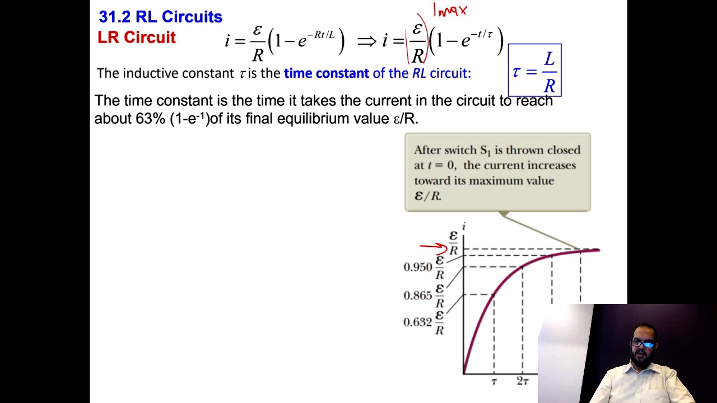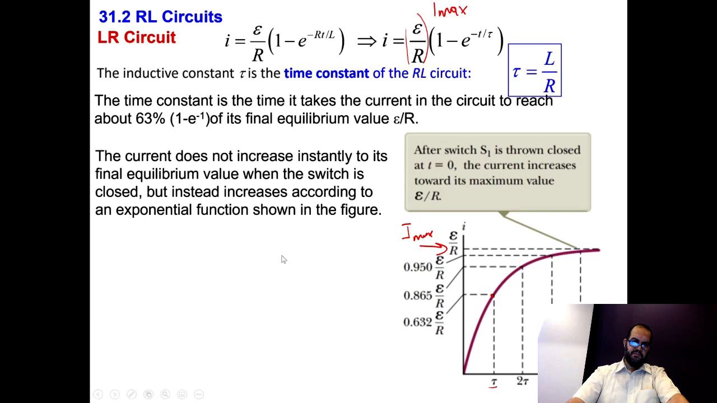Now you can see also that when t is equal to tau, the current reaches 0.63 or 63% of the maximum value, this I max or I steady state. If you go to 2 tau, it will be 95%, 3 tau, and so on. As the time increases and tends to infinity, the current asymptotes to E over R, which is the battery voltage divided by the resistance.